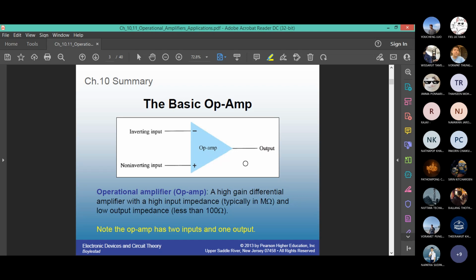You might think you're losing something here, but the plus side is you will have a very wide range of frequency band in which the op amp will operate. The response will be linear, will not be distorted, and it will be more stable gain.